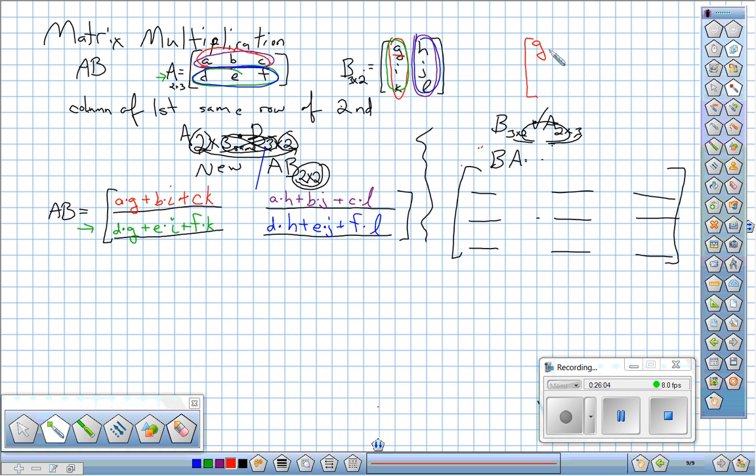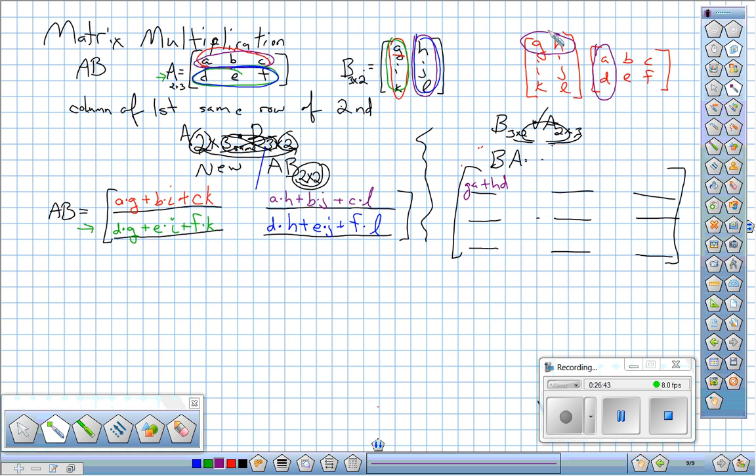So I have G, H, I, J, K, L. And then I have A, which is A, B, C, D, E, F. I'll try to kind of color code them. I'm going to take my rows by my columns. So I have G times A plus H times D.